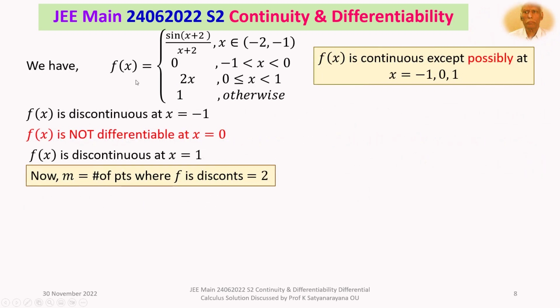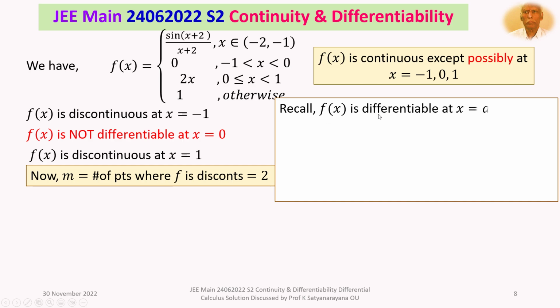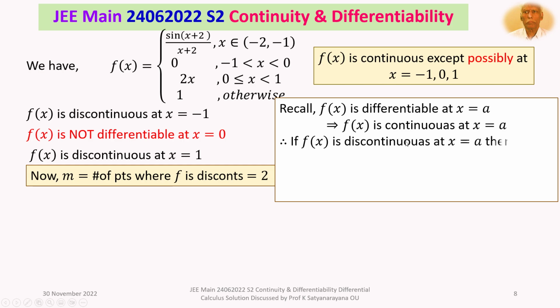So this is the scenario so far. What we have done is this, and m, the number of points where f is discontinuous, is 2. Now we recall that f(x) differentiable at x equals a implies f(x) is continuous at x equals a. This is a very standard result: differentiability implies continuity. And if f(x) is discontinuous at x equals a, then f(x) is not differentiable at x equals a. So this result follows from the above.